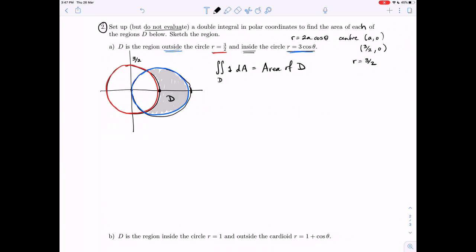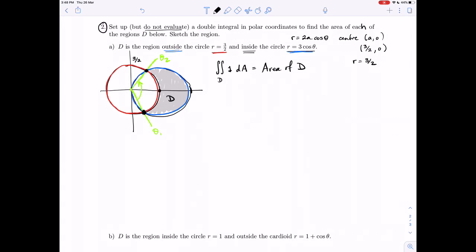So what we need to do now is set this up in terms of polar coordinates. And so we have to imagine that we have here some angles, right? So here is our angle theta 1. Here is our angle theta 2. So that region is going to be going from theta 1 to theta 2. So how are we going to find what those theta values are? Well, they are going to be what happens at the points of intersection.